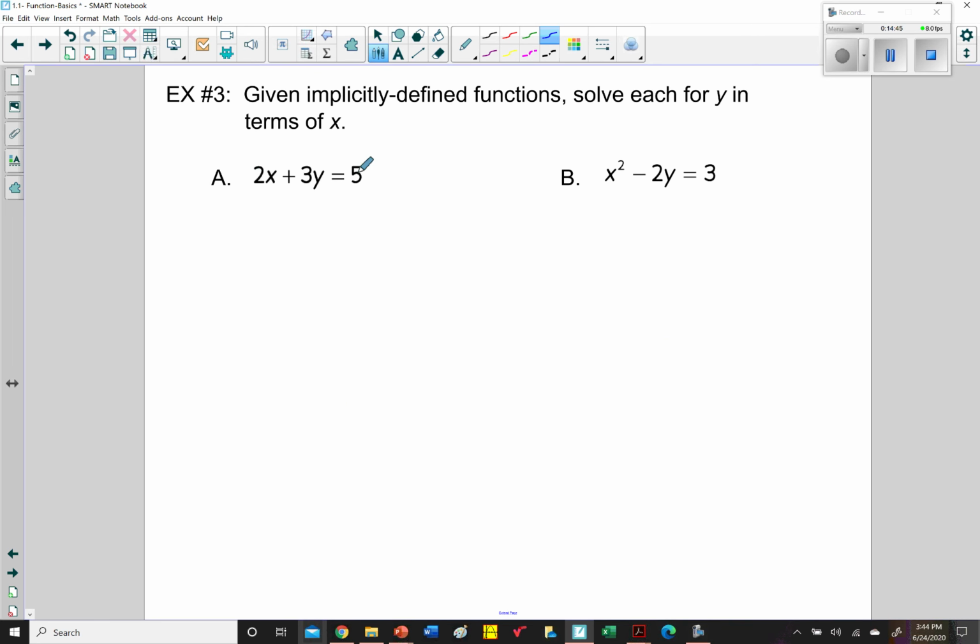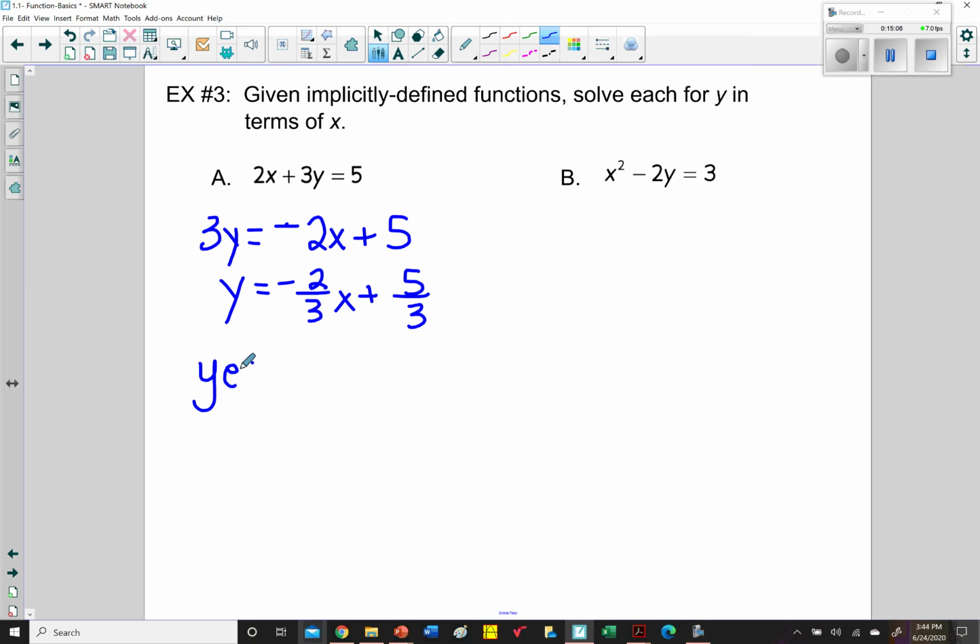So looking at this equation, we want to solve each for y in terms of x. This one's going to give us a line. And I want to know, is this a form of a function or not? So I would say yes, it is, because it is linear in its form. This is a linear equation.